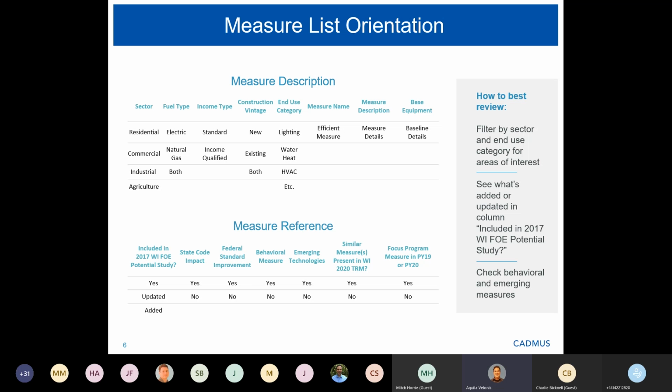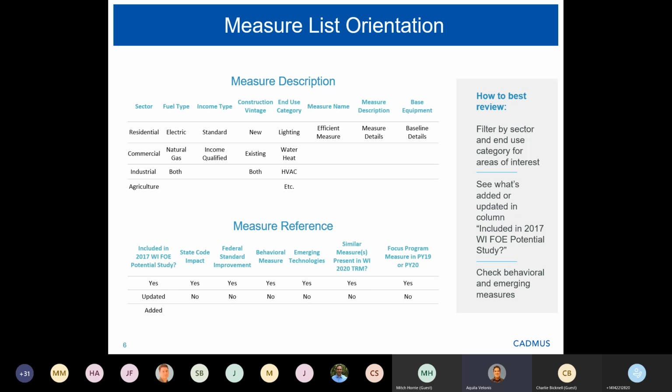And really how to best review the spreadsheet. The spreadsheet that was provided has 4 sector tabs within the workbook: residential, commercial, agricultural, and industrial. The first few columns within each tab provide a measure description. For example, it will note the sector, the fuel type, the vintage, and the end use application for each measure.